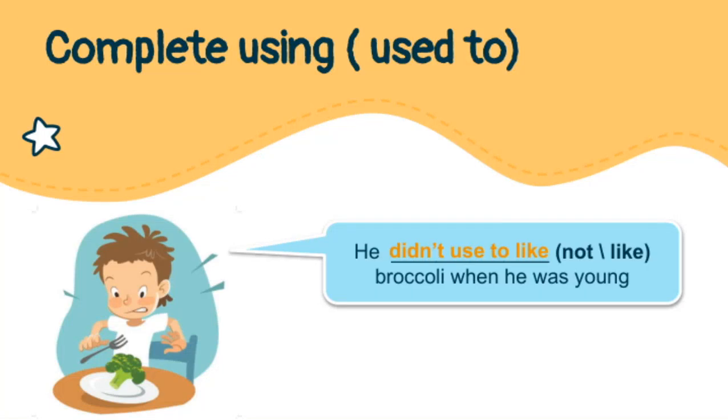So here's a little example to help us understand how we talk about past habits. The sentence says, he not like broccoli when he was young. To complete this, we use used to. That means, in the past, he didn't like broccoli, but now his feelings might have changed. This is a great way to talk about habits or situations that were true in the past, but are no longer the case. Remember, used to is a key phrase when we want to describe past routines or states that are different from now. It's a simple but powerful way to connect past experiences to our current lives, which is an important part of mastering English.